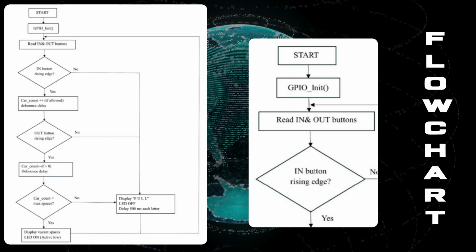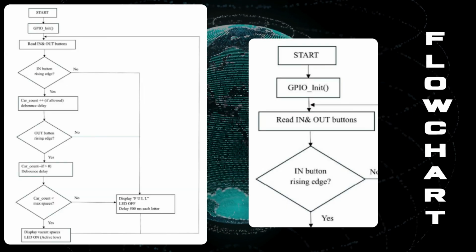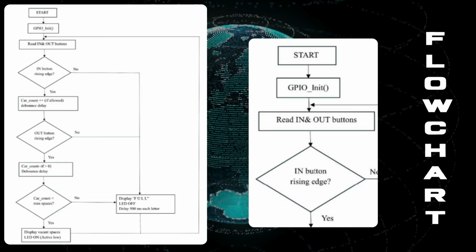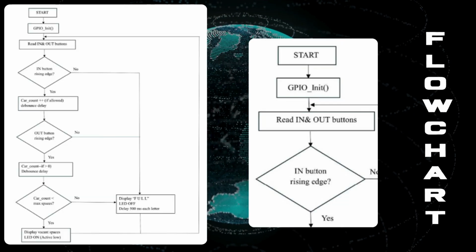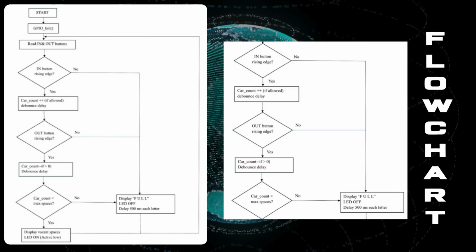Inside the loop, the system will first read the in and out button inputs. To ensure that each button press is counted only once, we are using a rising edge detection method. When the in button is pressed, the car count is increased, and when the out button is pressed, the car count is decreased. This ensures that the system remains within its valid limits.